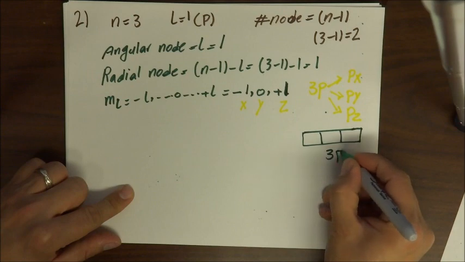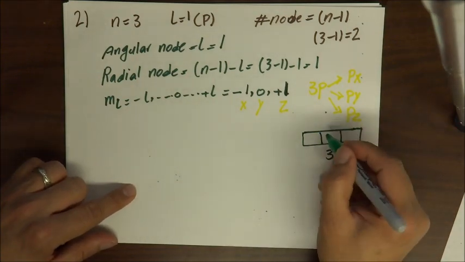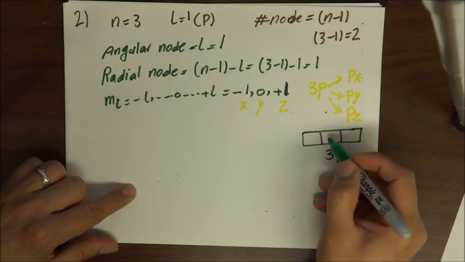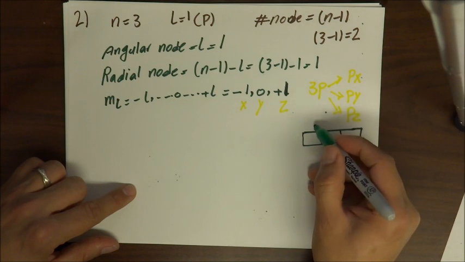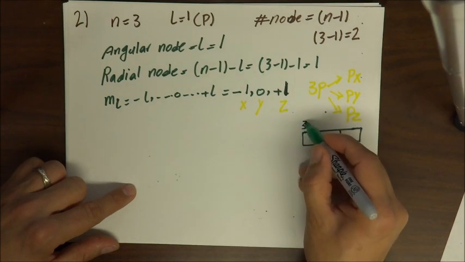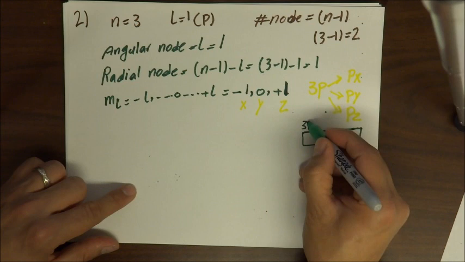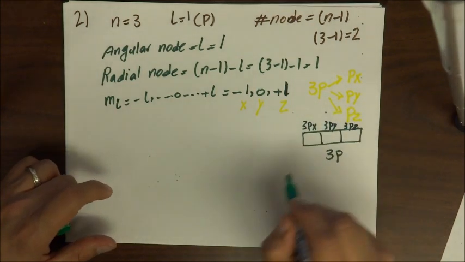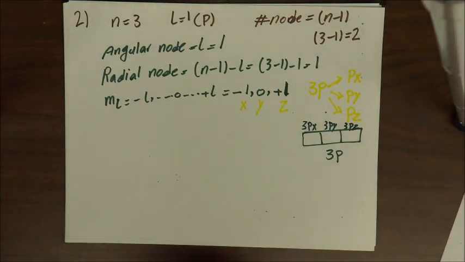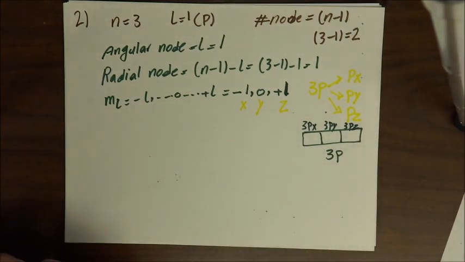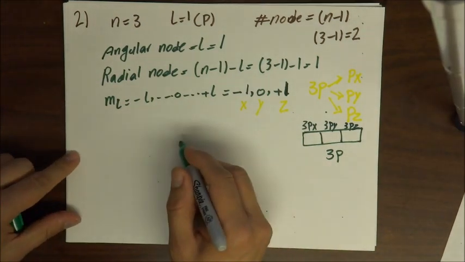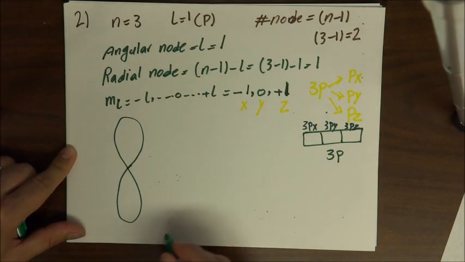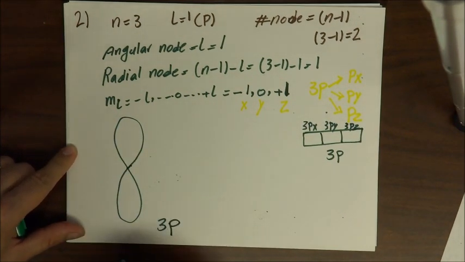So 3p orbital, and because I have three answers for ML, or magnetic quantum number, I need to have three directions. So the p orbital is going to be 3px, 3py, and 3pz. But they have the same level of energy. Okay, so we are dealing with a p orbital, a 3p orbital.